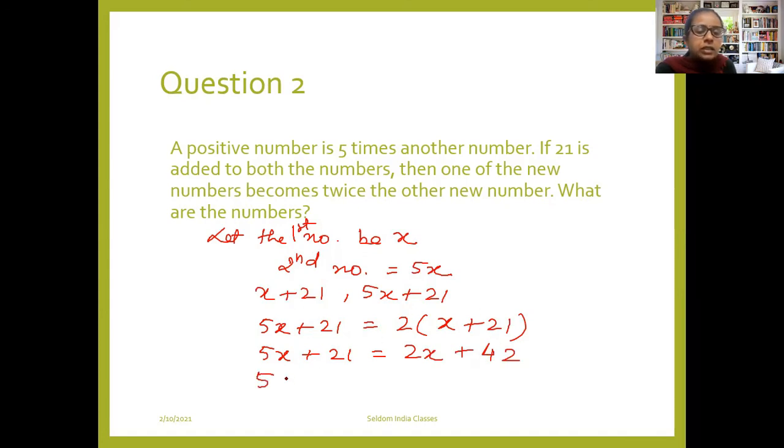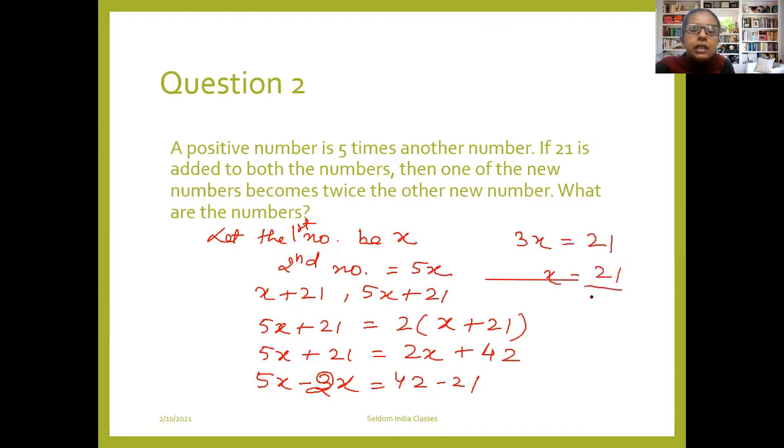Now take x terms to the left hand side, 2x, 42 minus 21, and the numbers to the right hand side. 5x minus 2x is 3x equals 21, and x equals 21 by 3. So x equals 7 and 5x equals 35. So the two numbers are 7 and 35.